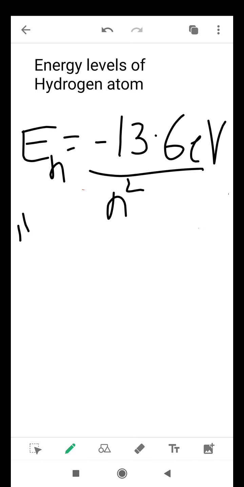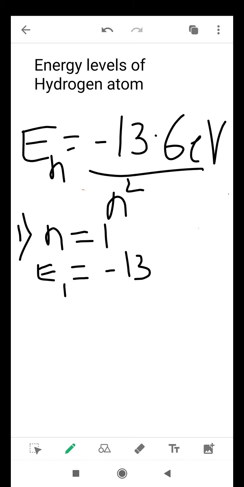Let us take the first case by considering n is equal to 1. So the meaning of this is that the electron is revolving in the innermost orbit, nothing but an orbit which is closest to the nucleus. The energy for this, let us write E1, is equal to minus 13.6 electron volt. So now this energy is said to be the lowest energy of hydrogen atom.